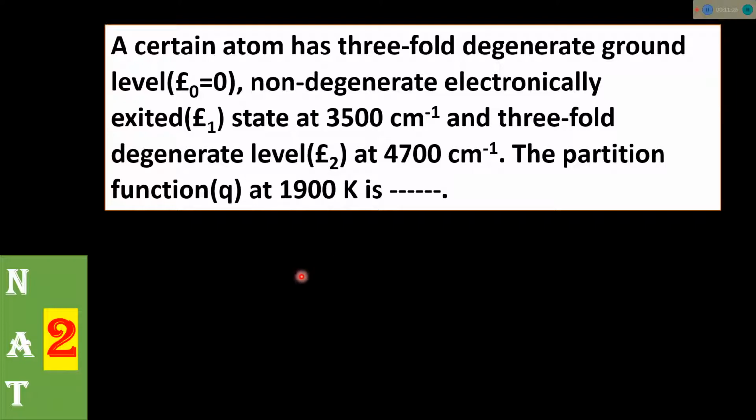So what is given in the question? In every competitive exam, first we have to read the question at least 2 to 3 times, then find what data is given. So we have to find the value of the molecular partition function at a particular temperature, given as 1900 Kelvin. Threefold degenerate. In statistical mechanics, there are non-degenerate systems and degenerate systems.